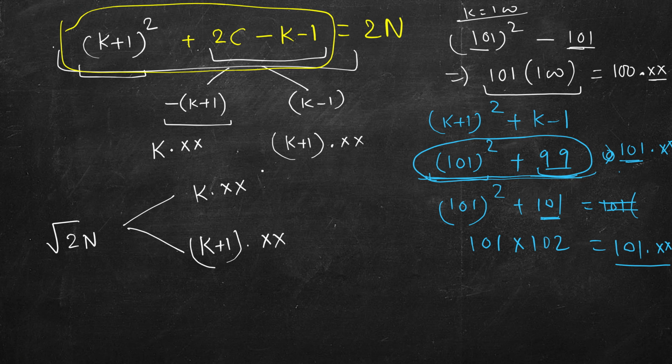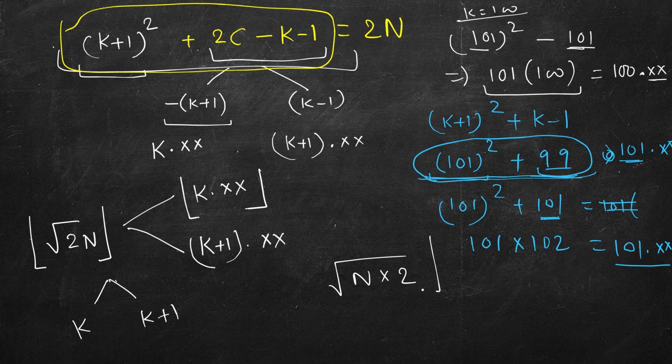So if we take the integral value of this root 2n, then it will become either k or 1 more than k. So whatever input is given to us, multiply that by 2 and take its square root and take the integral value. So you will straight away get the number of staircases. This number will be either the exact number that we need, or it will be one more.